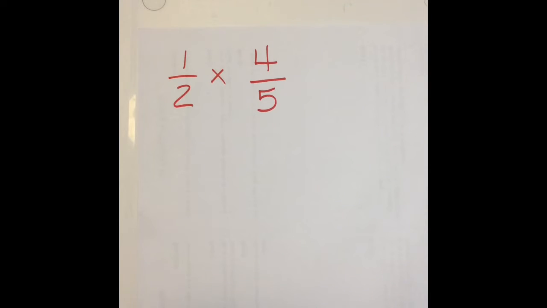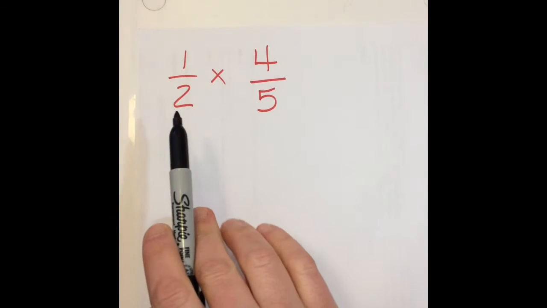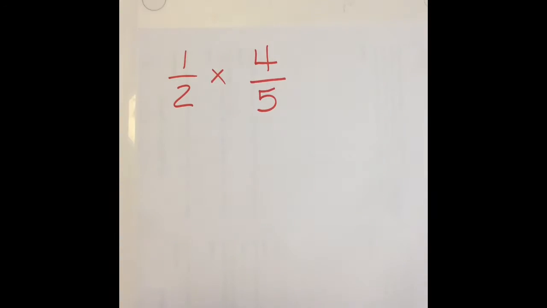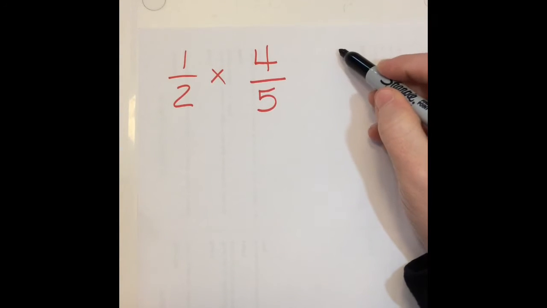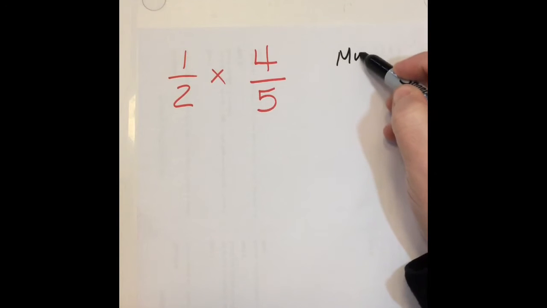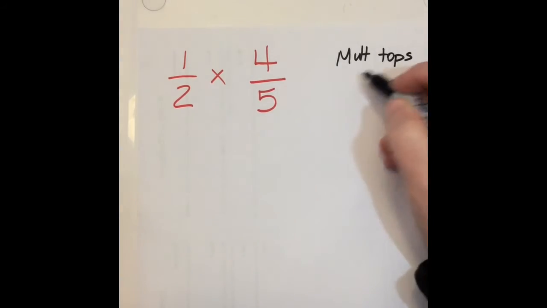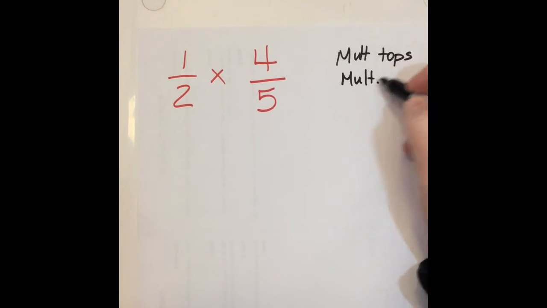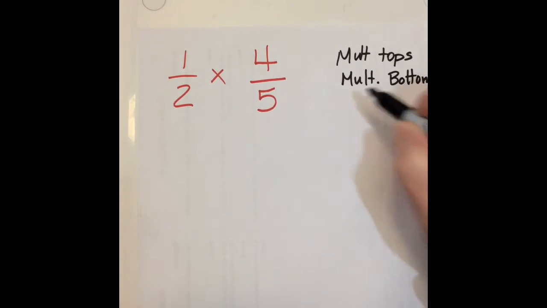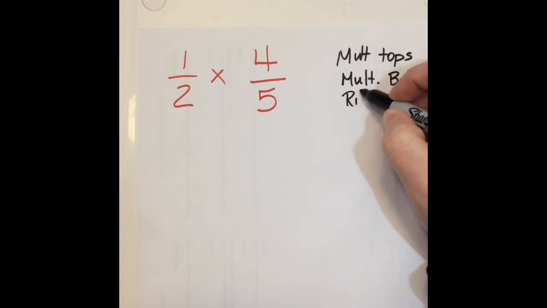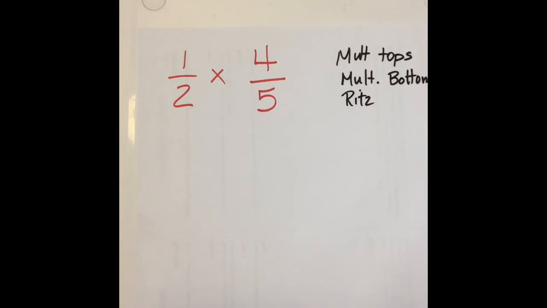All right, sixth graders, we're going to review multiplying fractions. So if you have a fraction times a fraction, remember it's not like adding and subtracting fractions. You don't need common denominators. So all you're going to do is multiply the tops, and you're going to multiply the bottoms, and then reduce, or as you guys like to call it, RITs.